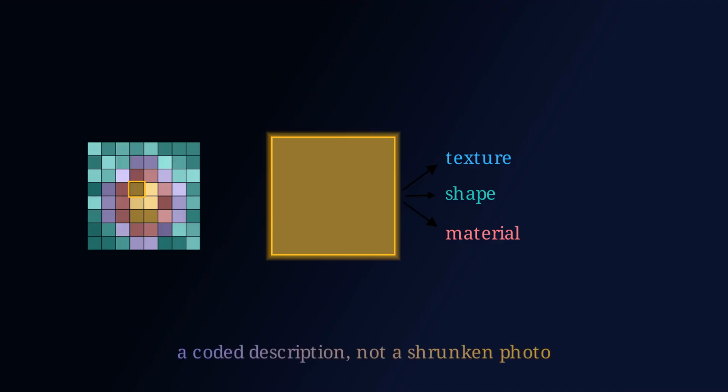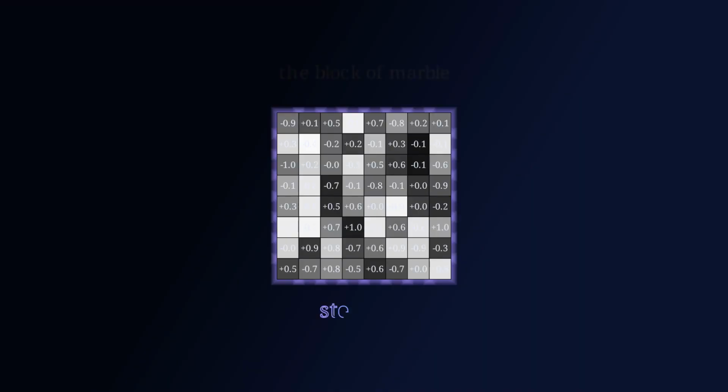Each cell in that little grid doesn't store a color. It stores an abstract summary of a whole patch of the eventual image, things like texture, shape, and material. It's a coded description, not a shrunken photo. We'll decode it back to pixels at the very end. So let's restart the generation properly, in latent space. We begin with a tiny grid filled entirely with random numbers. This is our block of marble, formless and meaningless. Everything that follows is the artist chipping away at it, guided by your words.